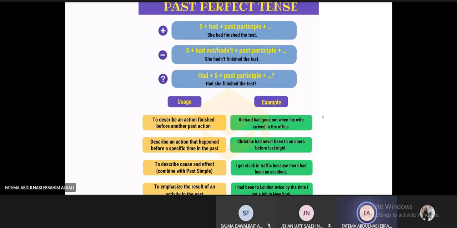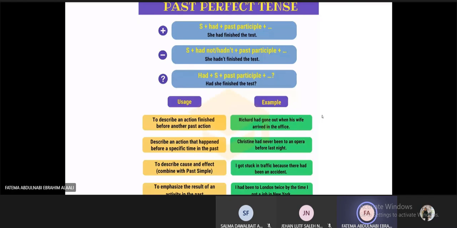Okay. Number three, to describe cause and effect combined with past simple. Like, I got stuck in traffic because there had been an accident. Okay. There's cause and there's an effect. Okay. سبب ومسبب. السبب I got stuck in the traffic. المسبب شنو because there had been an accident.